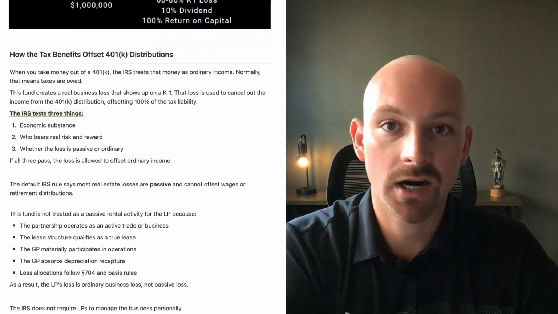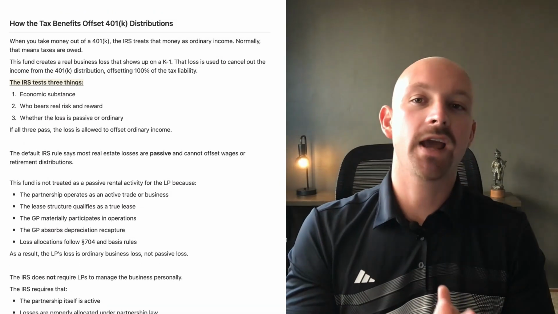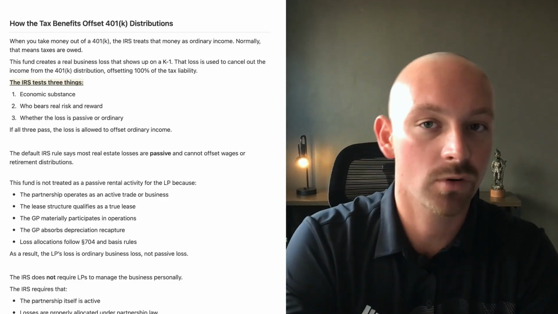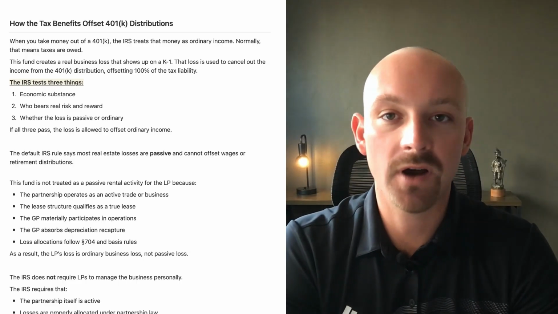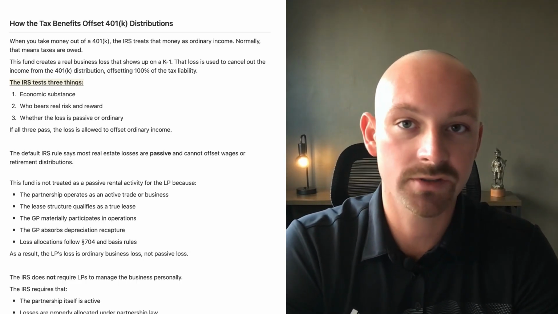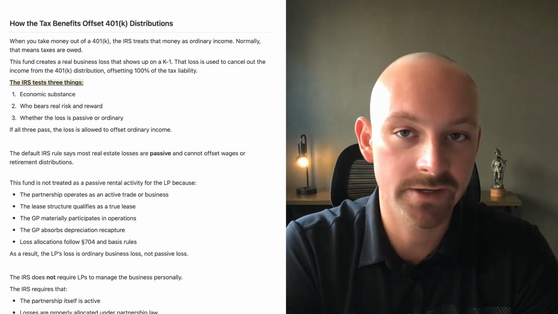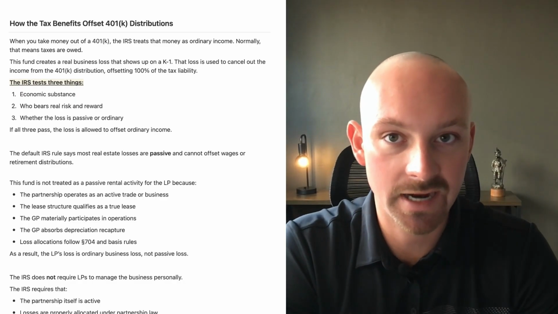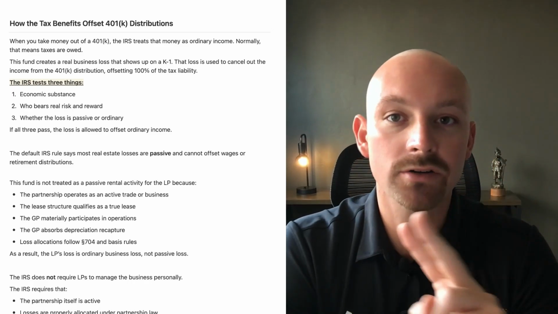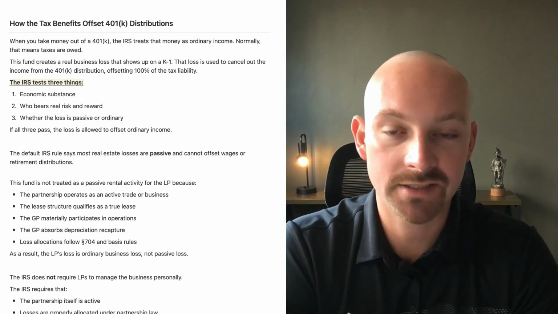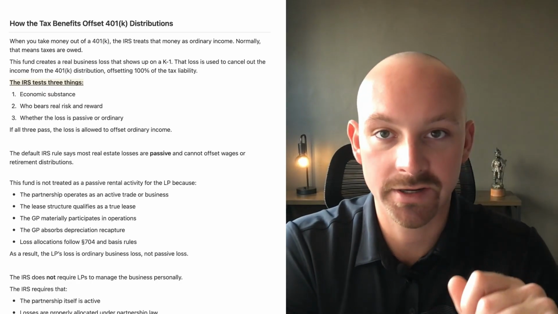Now, let's talk about how the tax benefits offset a 401k distribution. When you take money out of a 401k, the IRS treats that money as ordinary income. Normally, that's going to mean taxes are owed, but this fund creates a real business loss that shows up on a K1, and that loss is used to cancel out the income from your 401k distribution, offsetting 100% of the tax liability. Now, the IRS is going to test 3 things here: economic substance, who bears real risk and reward, and whether the loss is passive or ordinary. If all 3 pass, the loss is allowed to offset ordinary income.